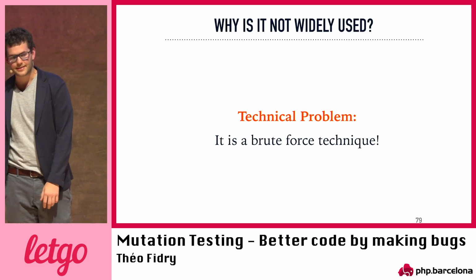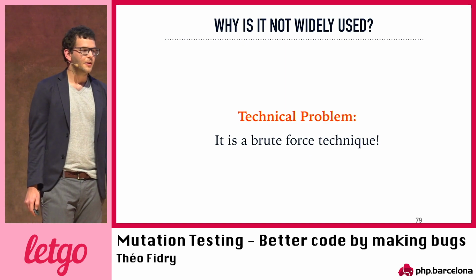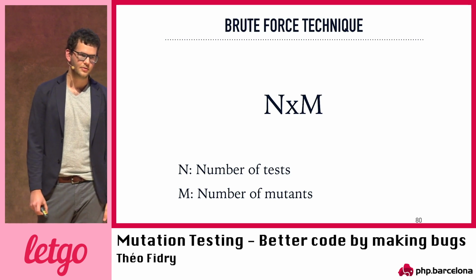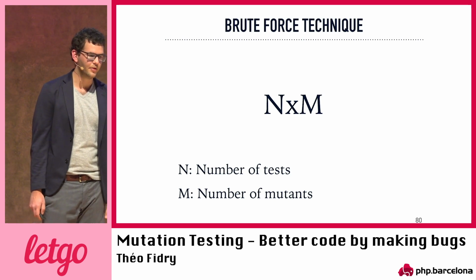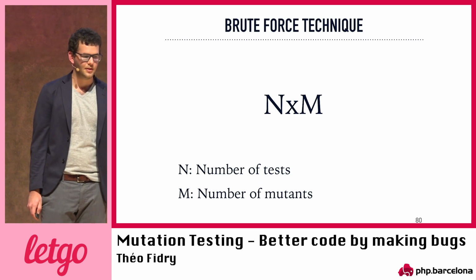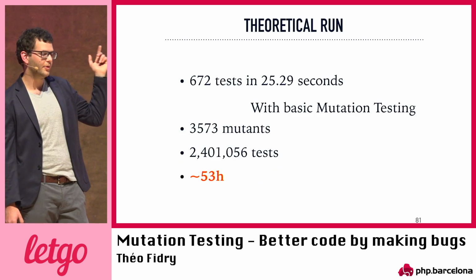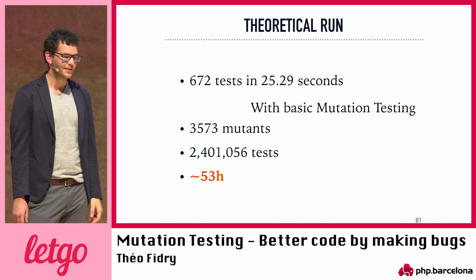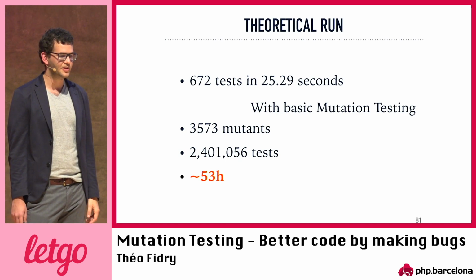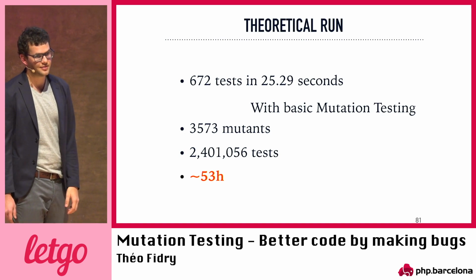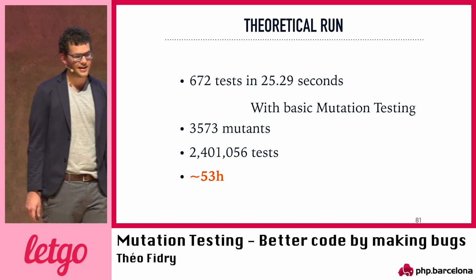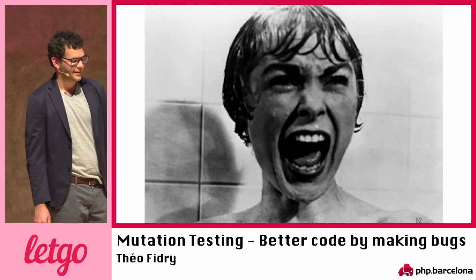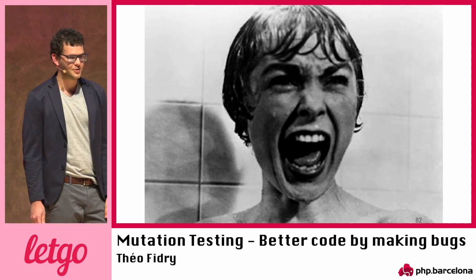And the last but not least is that it's a brute force technique. What that means is if you have n number of tests and you have m generated mutants, the mutation testing tool is going to run n by m tests. To give an idea with the previous library, Symfony dependency injection, there were almost 700 tests. That took about 30 seconds, and we generated 3,500 mutants, which makes about 2 million tests, which, if they're as slow as they were, would take you over 50 hours. I don't think anyone wants to transform a 30 seconds test suite into 50 hours.